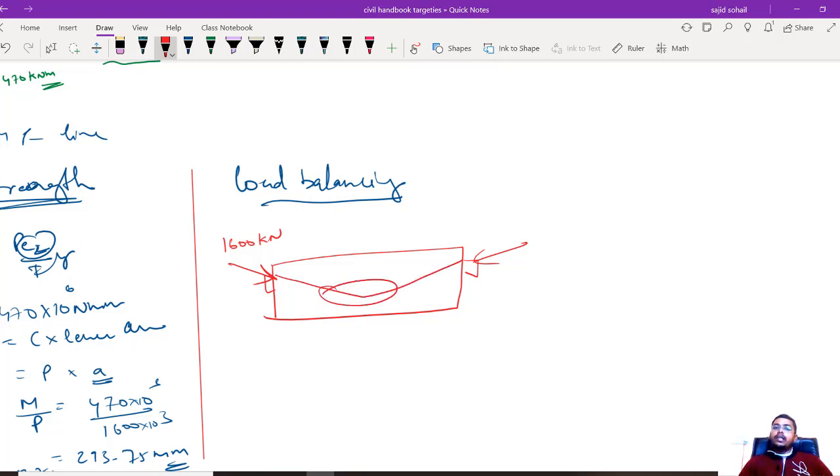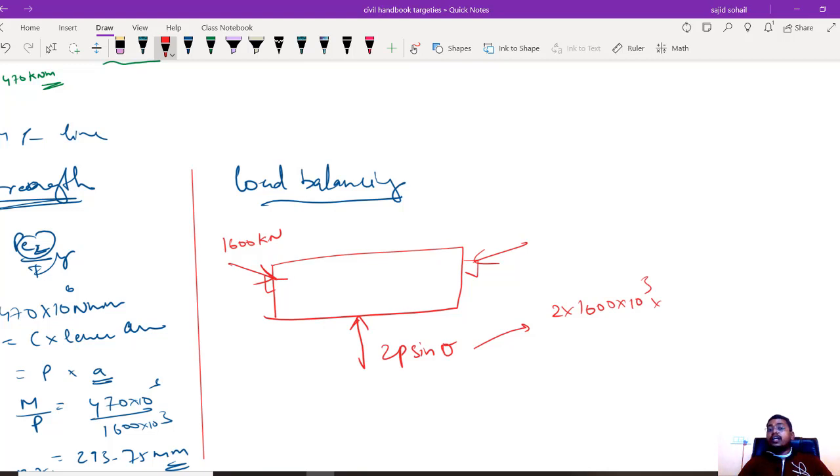Because of this profile, if you are removing this profile, how much equivalent force will you apply downward? I told you before very clearly. So the equivalent force will be in the upward direction, 2P sine theta. I hope you remember it, right? So here I know 2P sine theta is 2 into 1600 into 10 cube Newton into sine theta. How much will sine theta be? It is very simple.